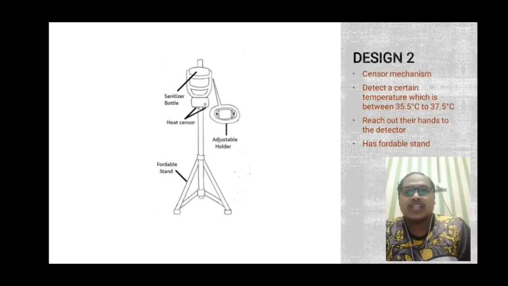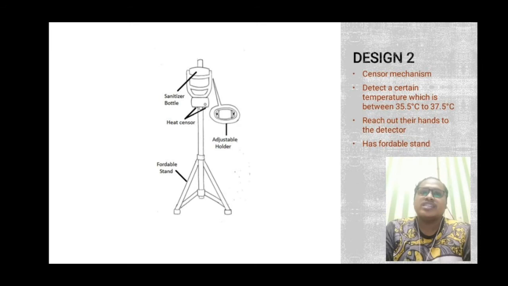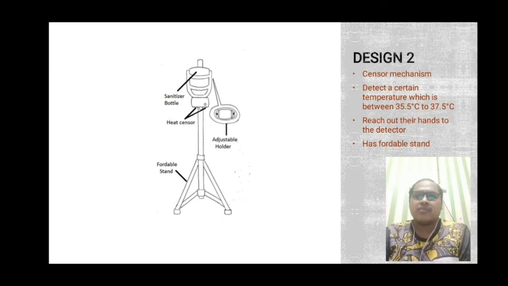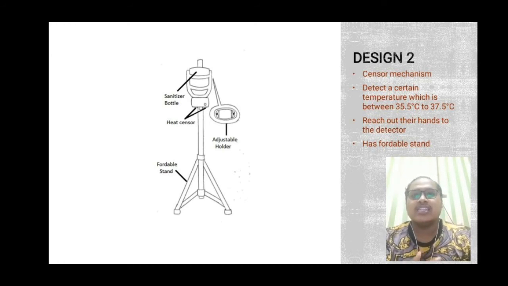Design 2 shows that this design is using a sensor mechanism, which is a heat sensor. The sensor will be set to detect a certain temperature, between 35.5 degrees and 37.5 degrees, because that temperature is the average human body temperature. How does the user use it? They have to reach out their hand to the detector so the heat can be detected. This design also has a foldable stand, which makes it more stable and easier to move everywhere.